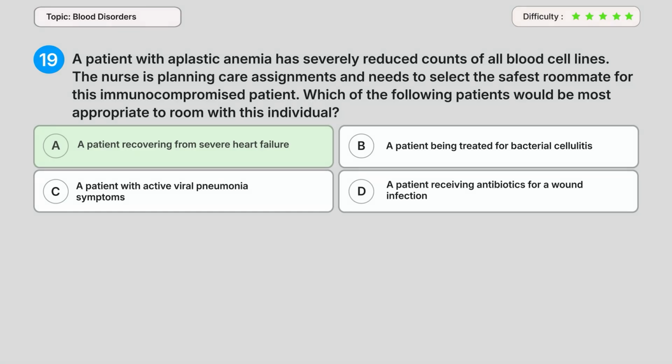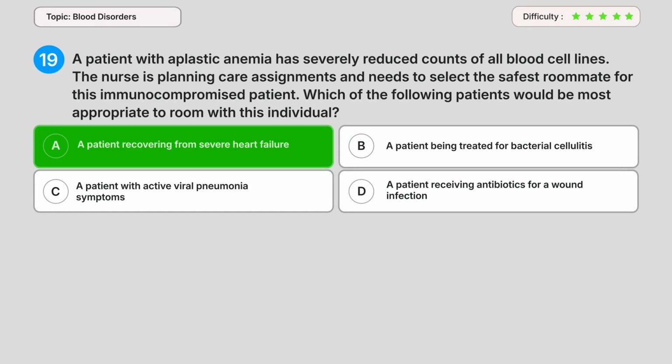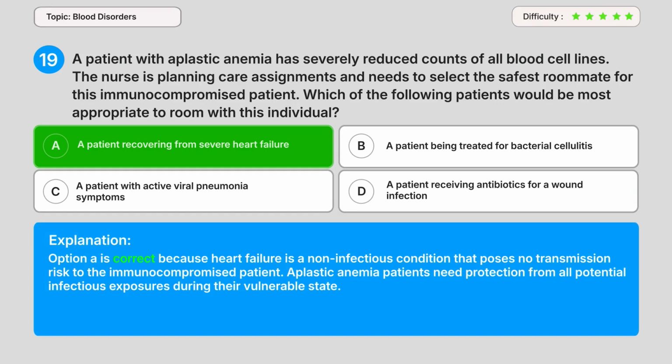Correct answer, A. A patient recovering from severe heart failure. Explanation. Option A is correct because heart failure is a non-infectious condition that poses no transmission risk to the immunocompromised patient. Aplastic anemia patients need protection from all potential infectious exposures during their vulnerable state.